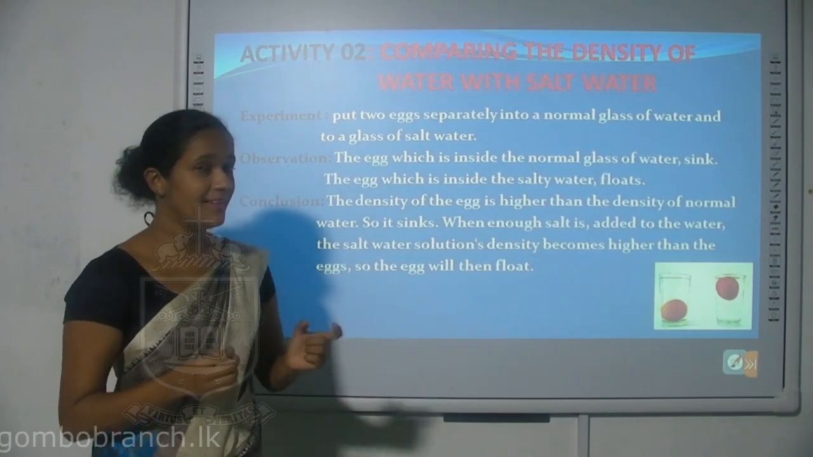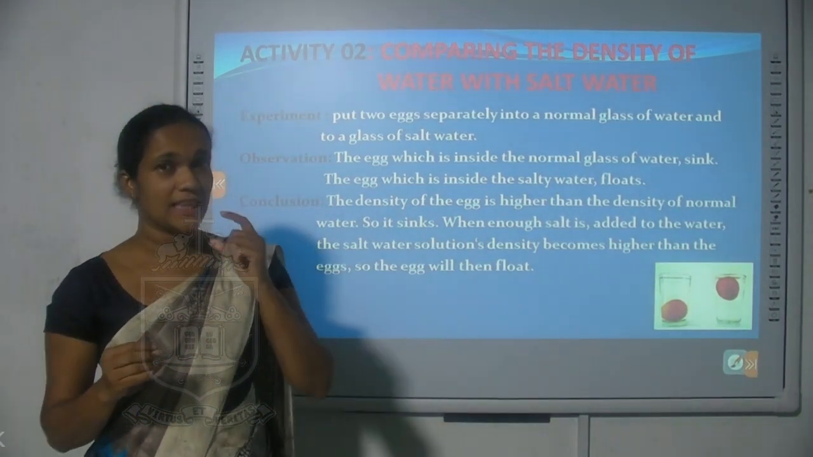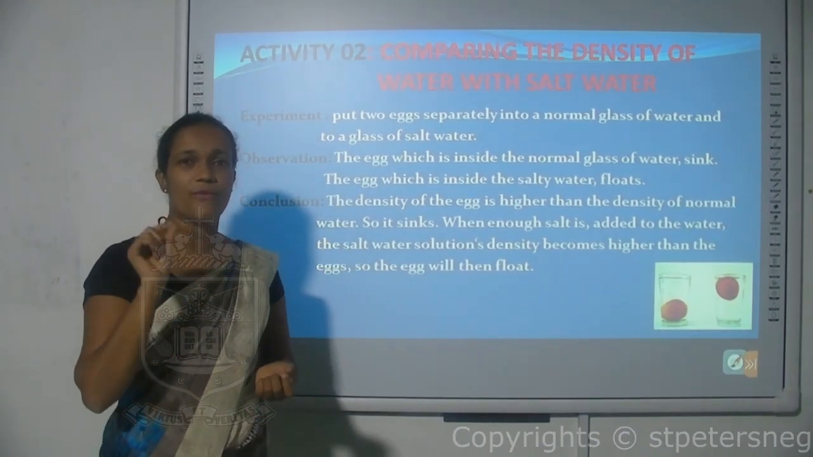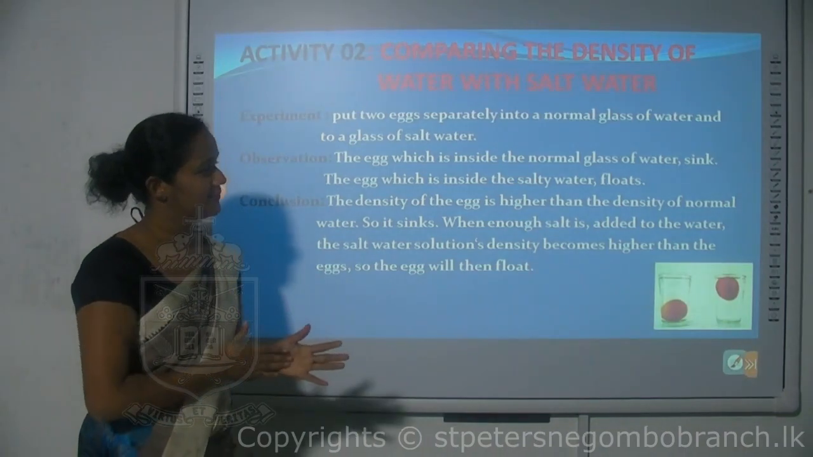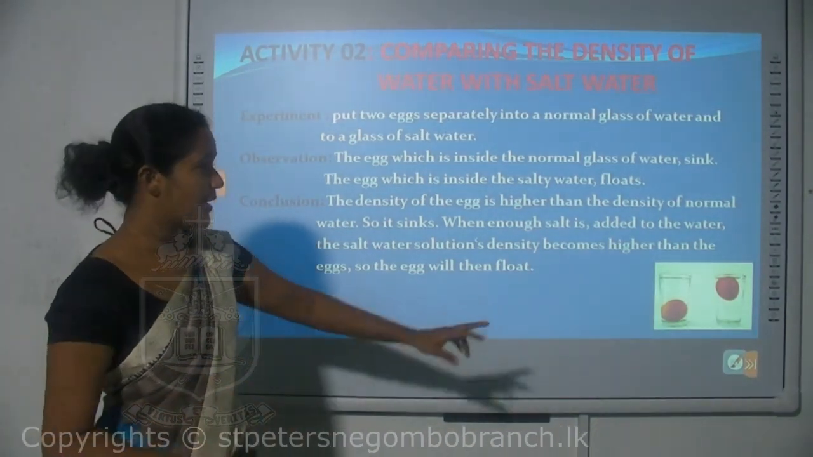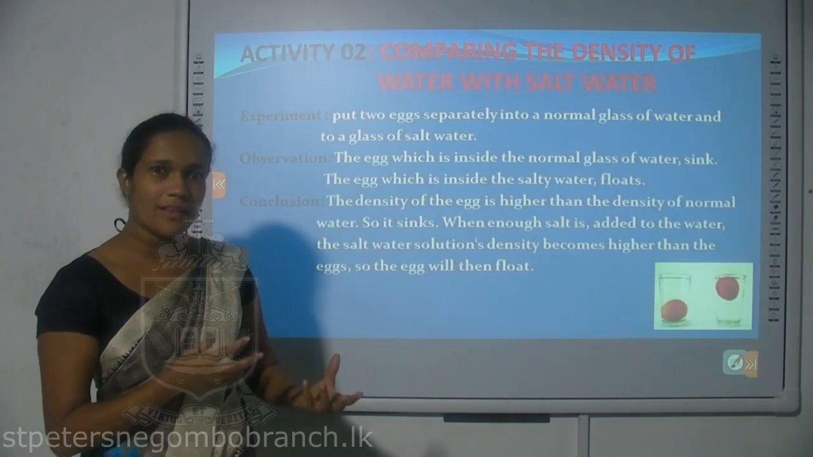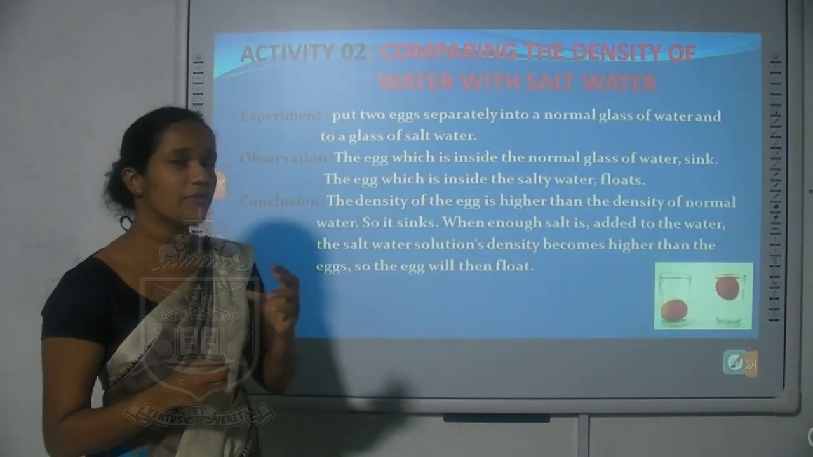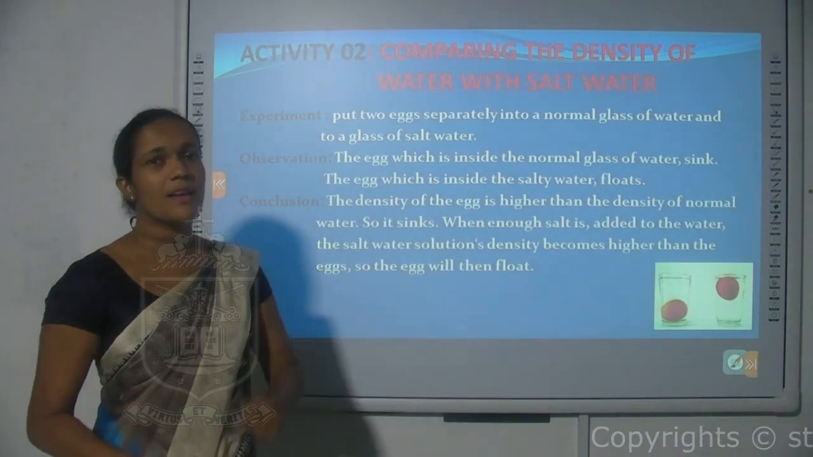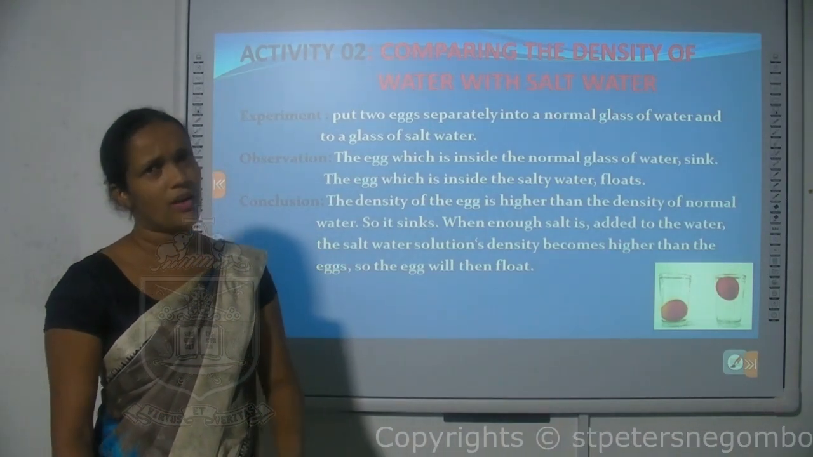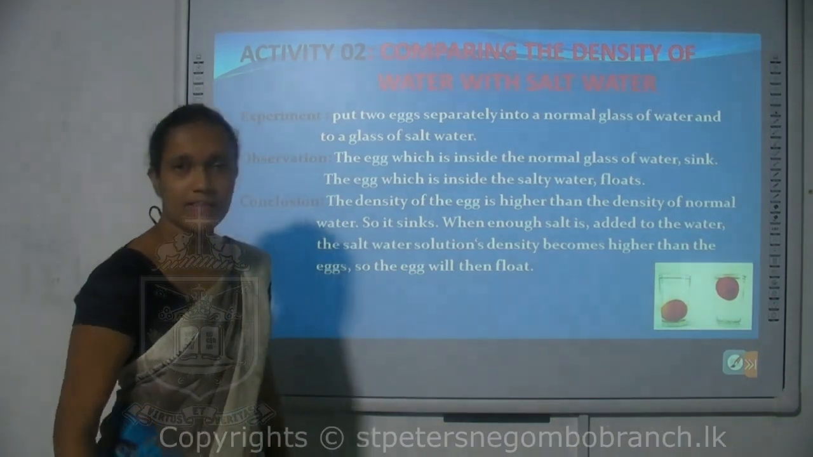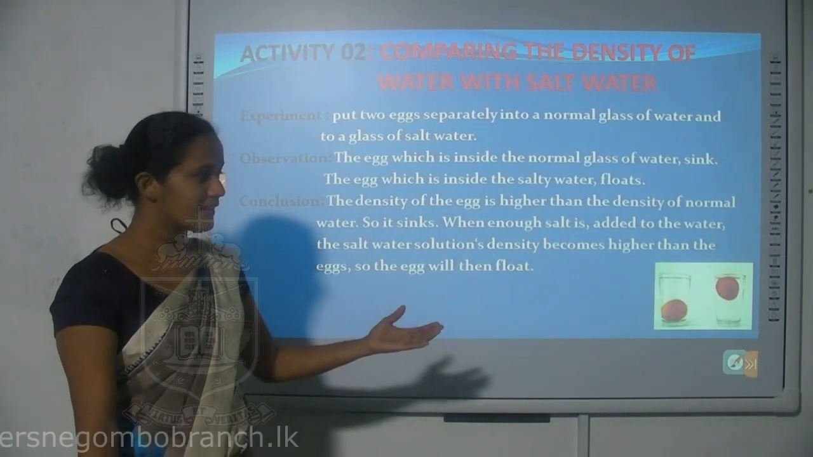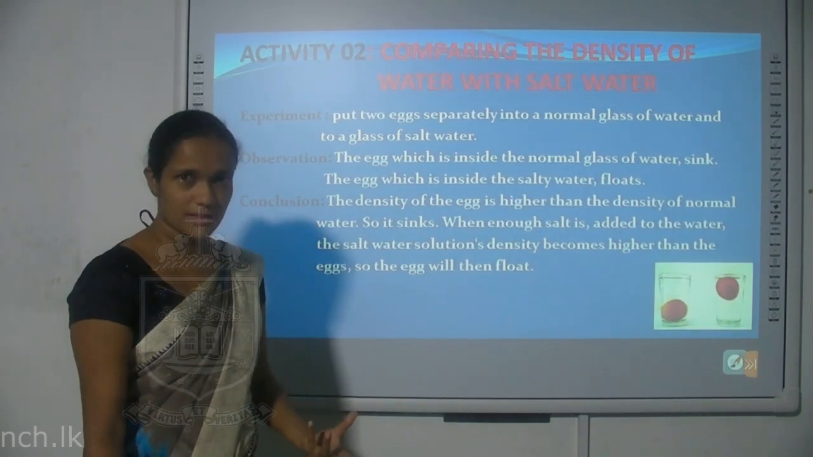Right. Then, if you put the egg into the salt water solution, what will happen? What do you think? Will the egg sink? No. The egg will float in the glass of salt water solution. Why is that? In the normal water, the egg sinks, and in the next experiment, it floats. What's the reason?